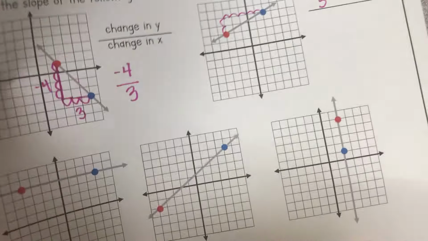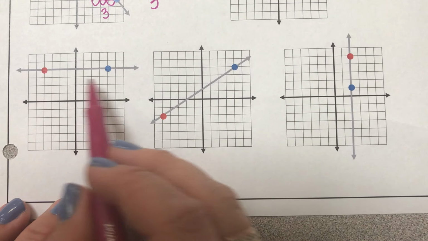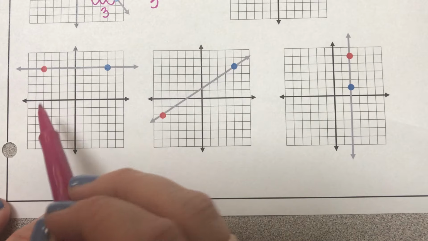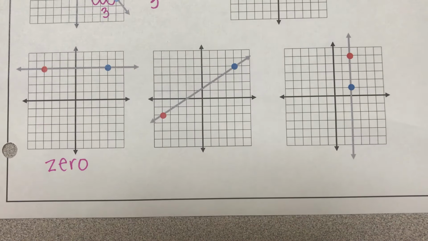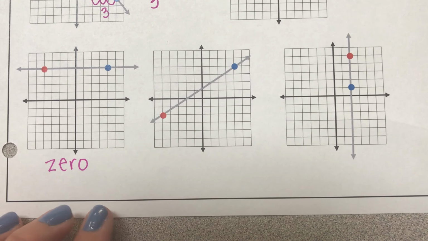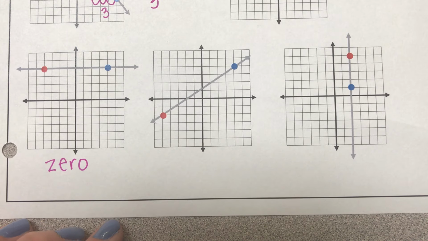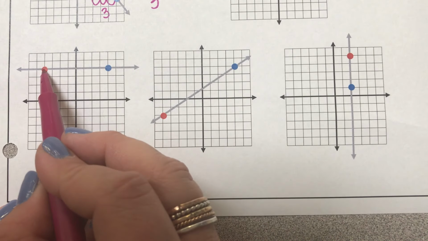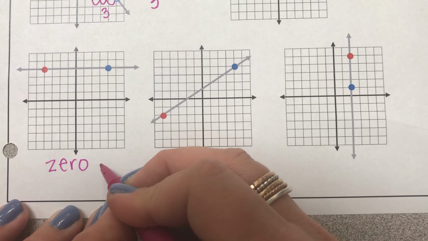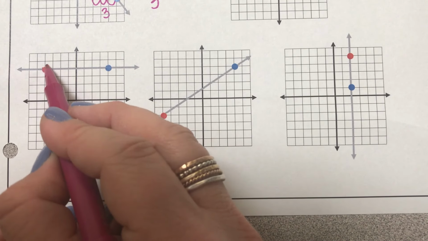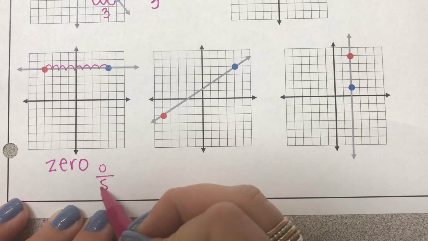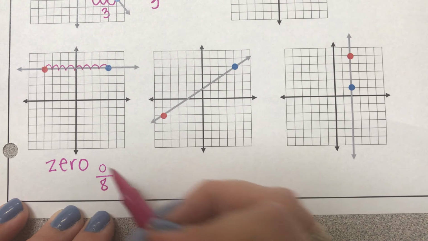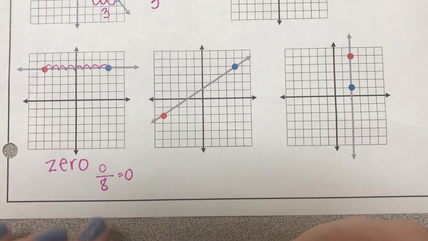On this bottom row, if he's going left to right, is he making any vertical change? None. This has a slope of 0. And we have to write 0. We can't write no slope or anything like that because it does have a slope. The slope just is 0. And that's because he's rising 0 and he's running 1, 2, 3, 4, 5, 6, 7, 8. So how many times can 8 go into 0? 0 times.